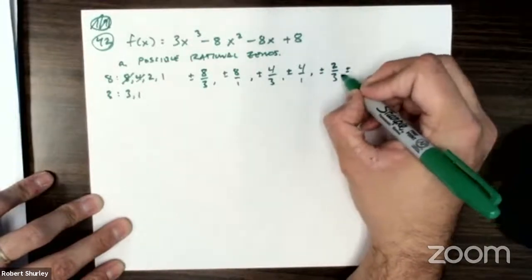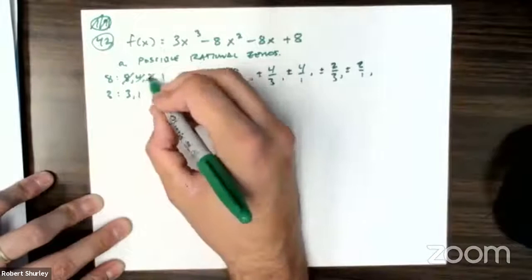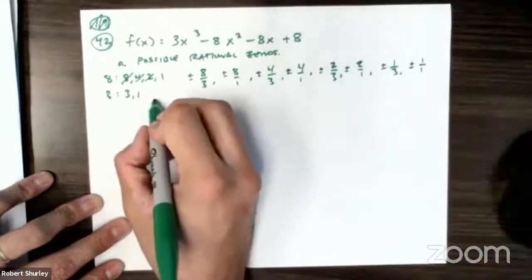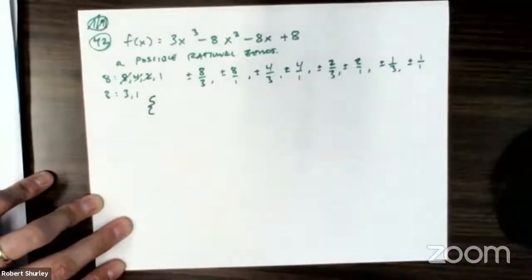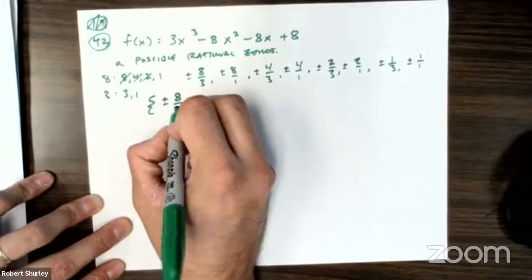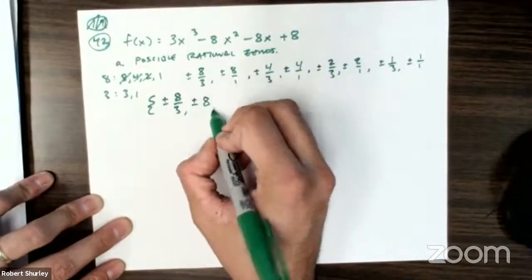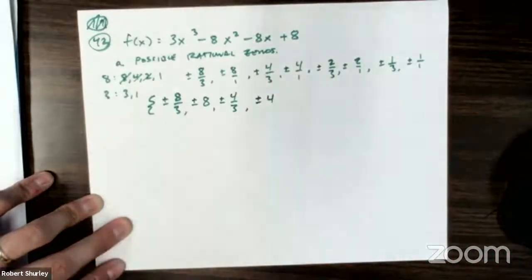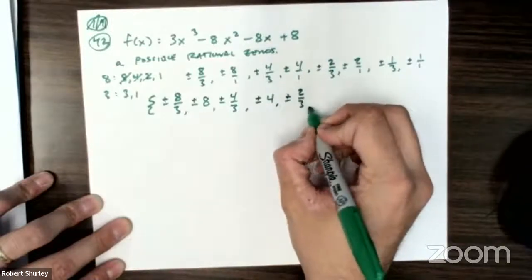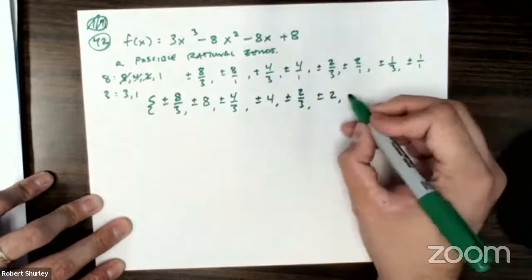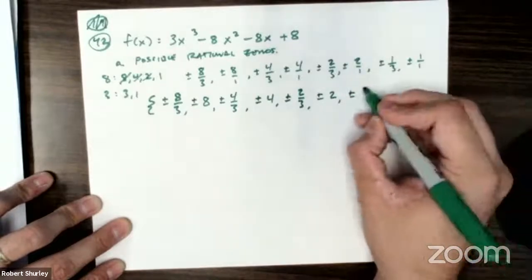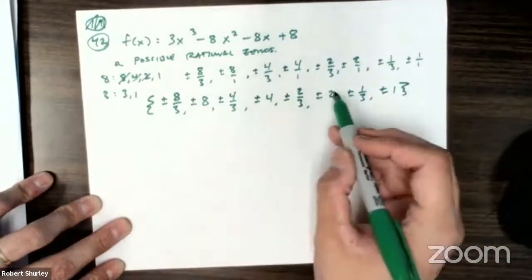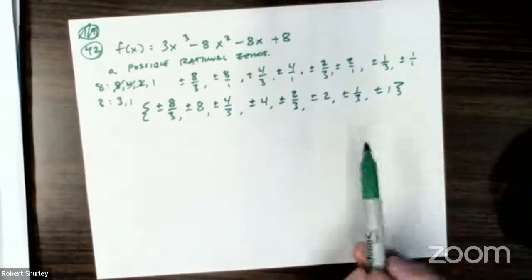2 over 3, 2 over 1, 2's done. And then 1 over 3 and 1 over 1. Ooh, it's a lot of potential rational zeros. So I've got 8 thirds, 8, 4 thirds, 4, 2 thirds, 2. Holy cow, none of these were used twice. That's 1, 2, 3, 4, 5, 6, 7, 8, 16. I've got 16 potential rational zeros.